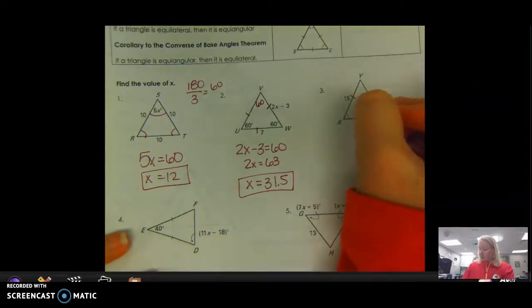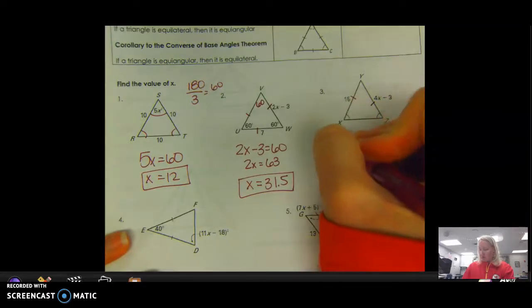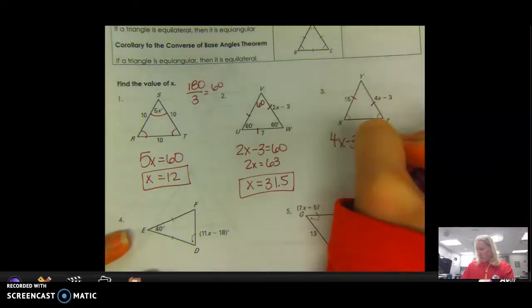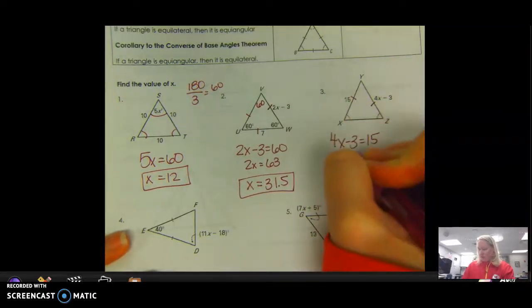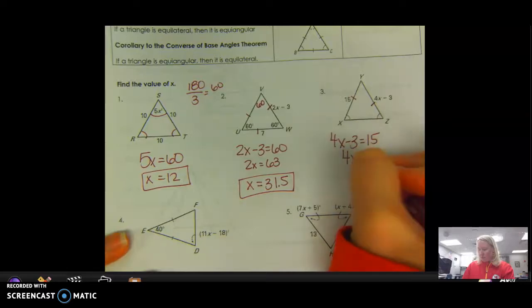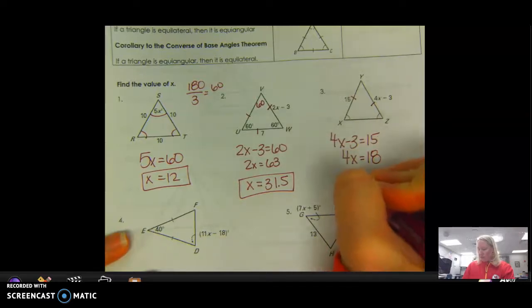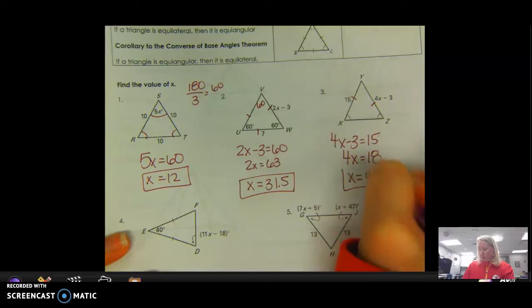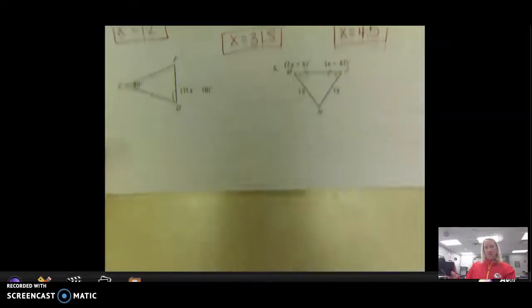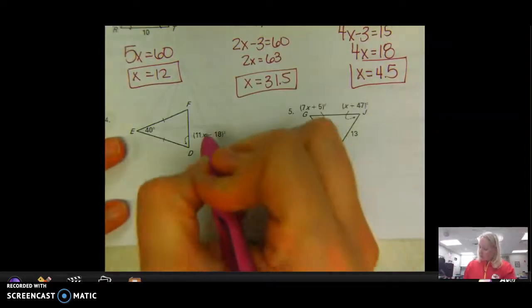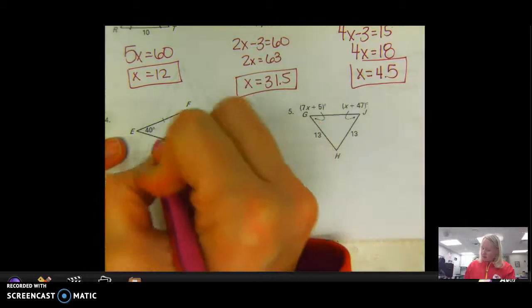Next one, this side is equal to this side because those two angles are equal. So 4x minus 3 equals 15. 4x equals, add 3 to both sides, so that's 18. Divide by 4, divide by 4, x equals 4.5. Next one, this side is equal to this side.